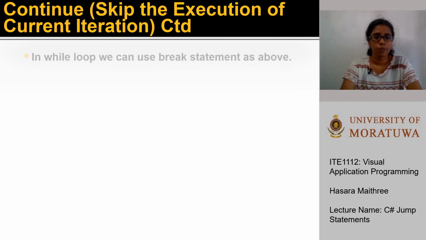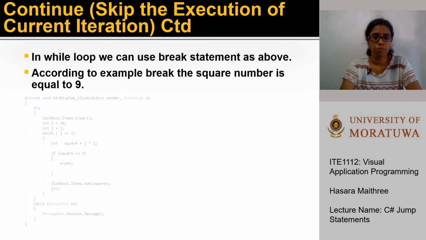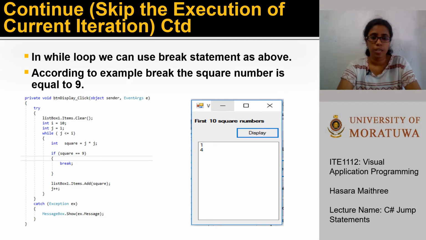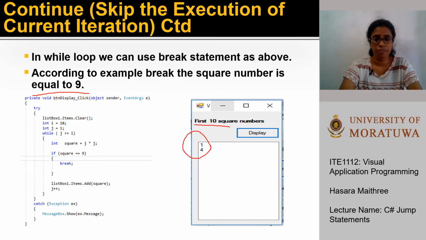Alright, let's look into an example where we use the break statement in a while loop. Here we want to print the first 10 square numbers. But according to the example, we want to break the printing of square numbers when it reaches the value 9. So ideally it should print only 1 and 4, since 1 and 4 are the only square numbers which are less than the square number value 9.